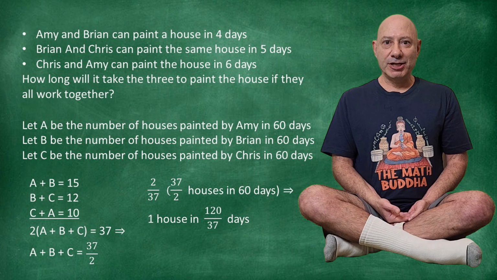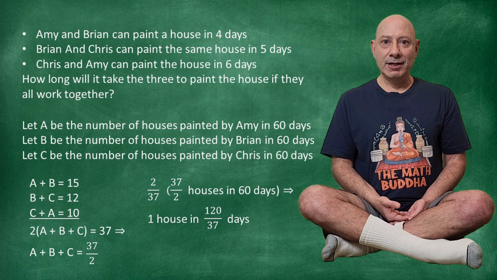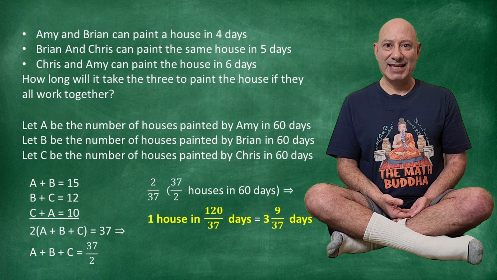But you know what? We're not quite there yet. We really want to pull out whole days out of this fraction. So what we're going to do is we're going to divide the 37 into the 120. Now 37 times 3 is 111, which means that 37 divides 120 3 times with 9 left over. And the way we express that as a mixed fraction is 3 and 9/37. And that's our final answer, folks. Working together, Amy, Brian, and Chris will paint the house in 3 and 9/37 days.